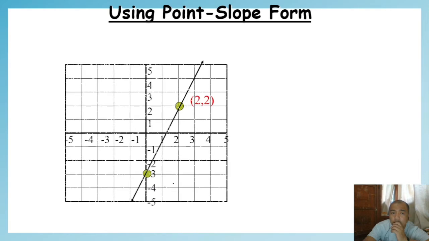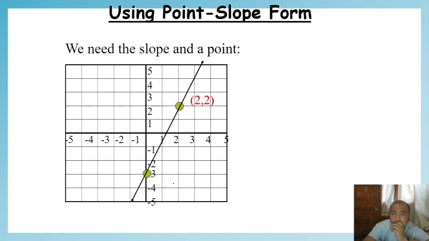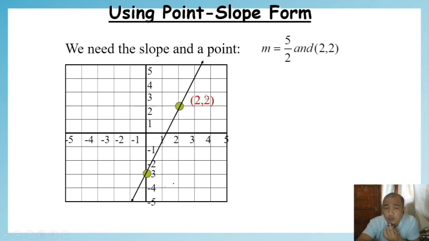Next, using point-slope form, we have here a line which passes through two given points, wherein one coordinate is (2, 2). To use the point-slope form, we need the point and the slope. So the point is (2, 2) while the slope is 5/2. Where did we get 5/2? Rise over run: 1, 2, 3, 4, 5 over 2. 5 rise, 2 run. Therefore, the slope is positive 5/2 since the line is going in the right direction.